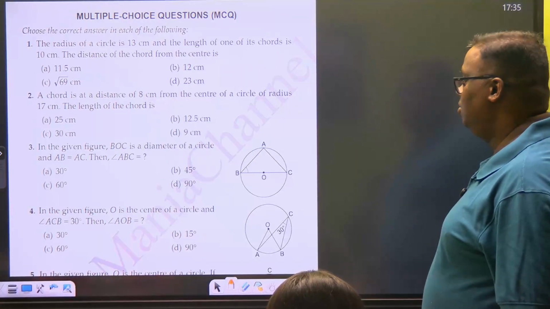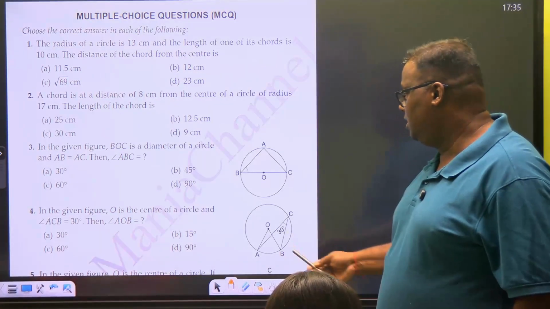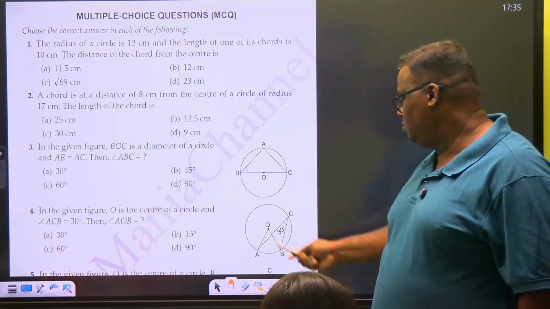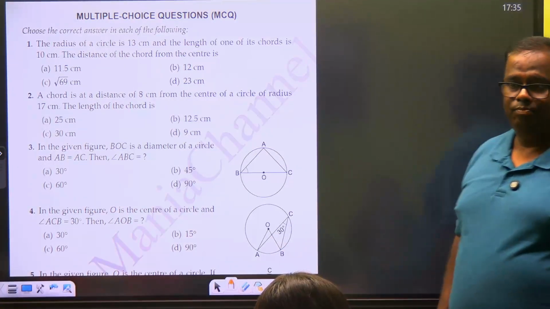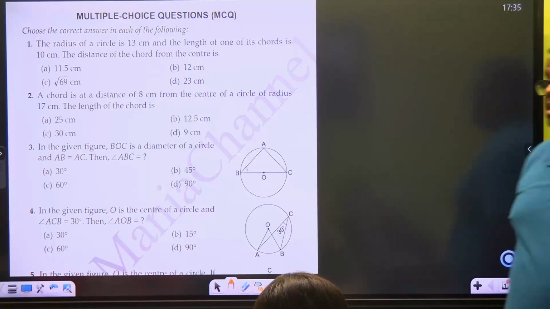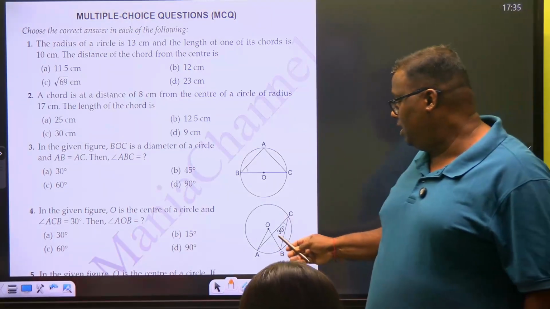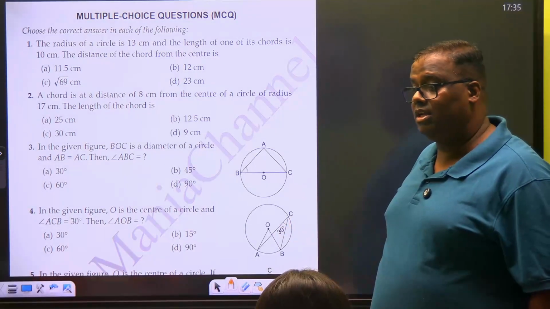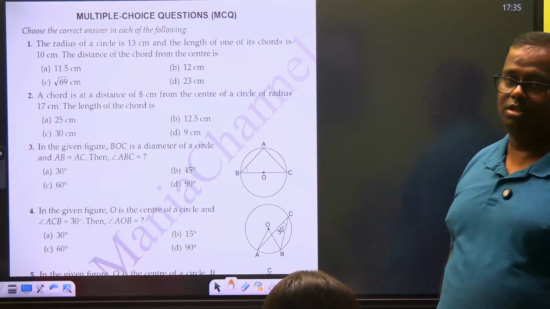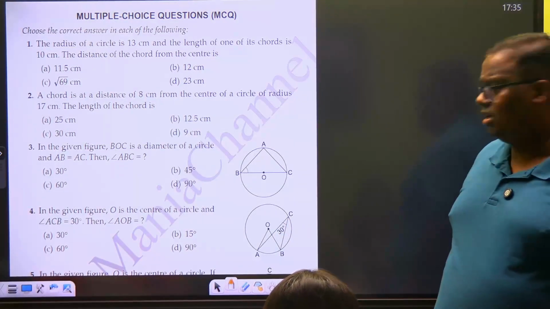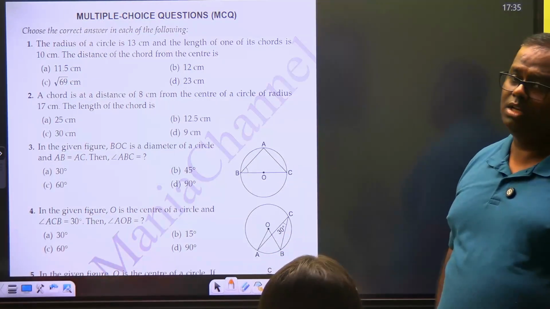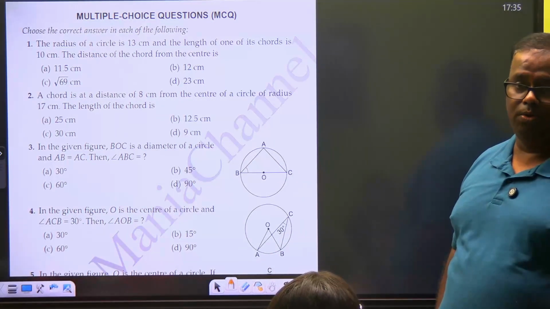Next, in the given figure, O is the center of a circle. ACB is 30. They are asking us what is AOB. AOB will be 60. Angle subtended by an arc at the center is twice the angle subtended by the arc at any point on the remaining part of the circle. So if this is 30, this is 60. Simple. Don't write the 2 part in the English exam.